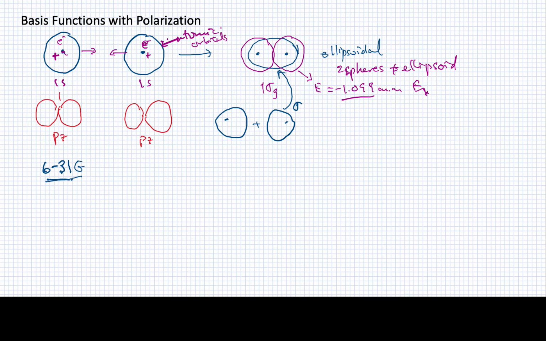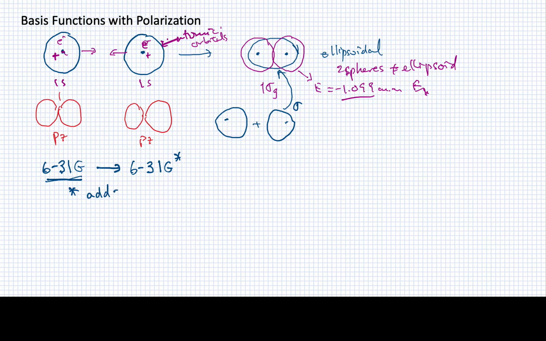But now I'm going to refine that a little bit by simply adding a star. Now, what does the star mean? In this case, the star means that I'm going to add some 3D Slater type orbital character to my 2p orbitals.